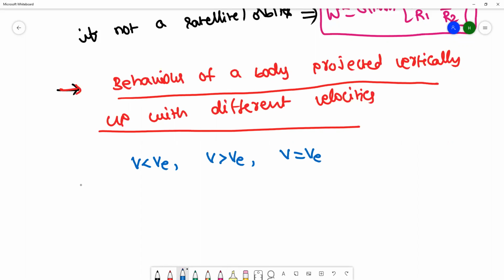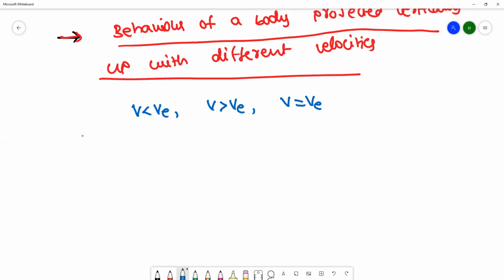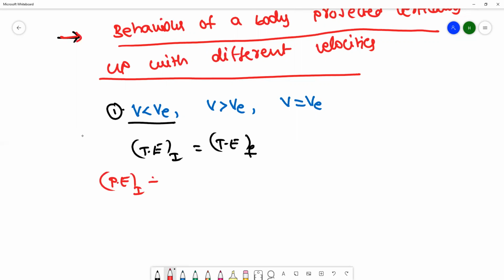Already we know, if we project a body with a velocity greater than escape velocity, it will lose the Earth's gravitational influence. Here I'm taking the total energy initial for the first case, v less than ve. Total energy initial is equal to total energy final. What is the total energy initial? Potential energy initial plus kinetic energy initial. Just go through the concept, don't memorize it, dear students. Potential energy final plus kinetic energy final.